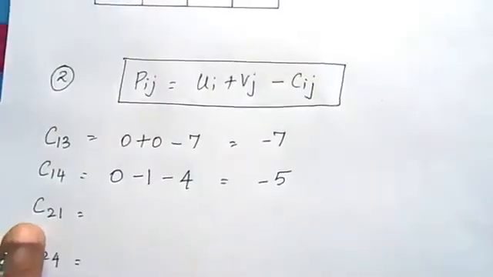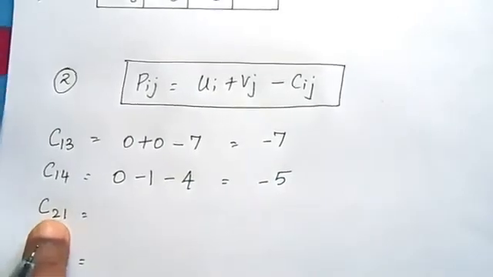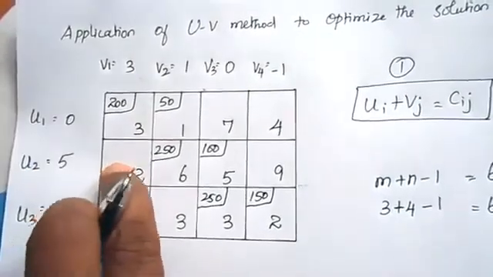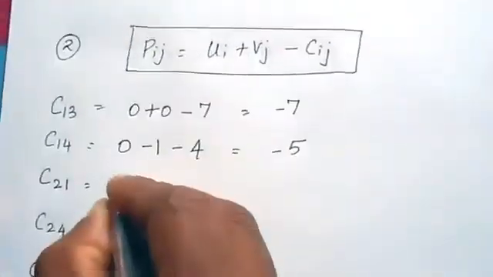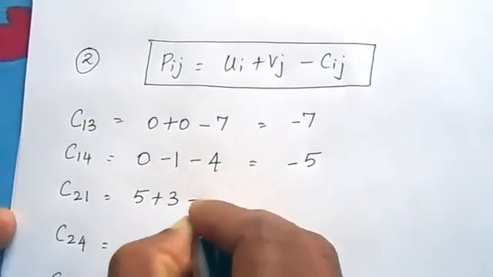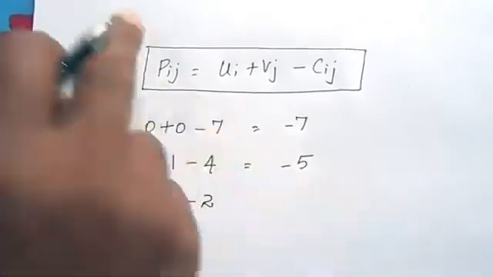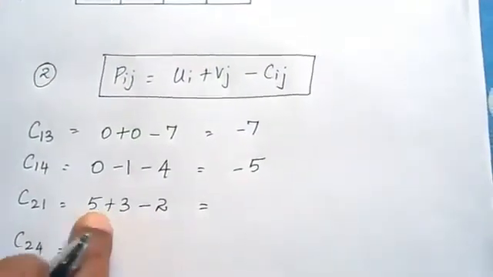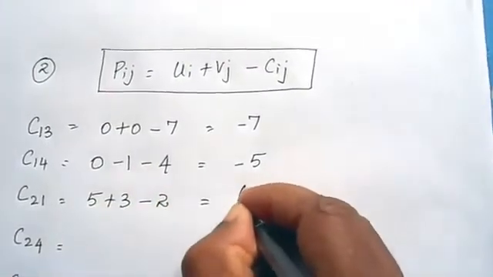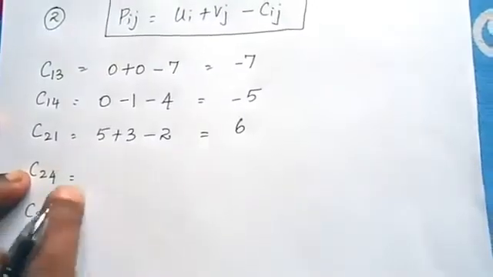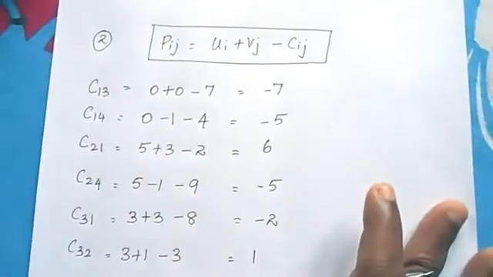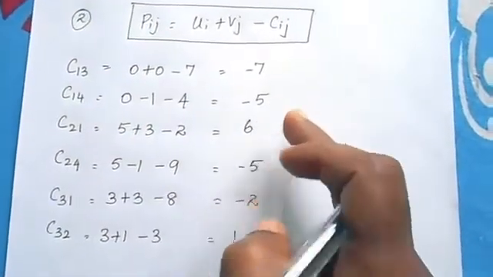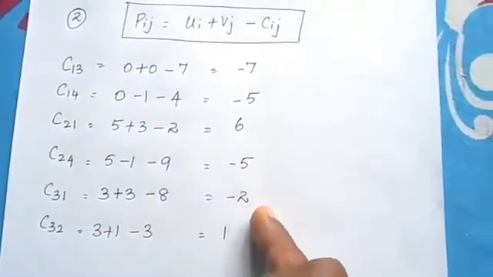Go for the next one. That is C21. Second row, first column. Non-allocated cell. So U value 5, V value 3. According to formula, 5 plus 3 minus cost of that cell, 2. 5 plus 3, 8. 8 minus 2, 6. In the same way, for all other cells also you need to find the penalties. Now we have got the penalties for non-allocated cells. So the first one minus 7, minus 5, 6, minus 5, minus 2 and 1.